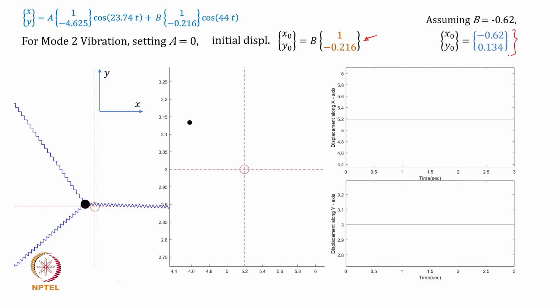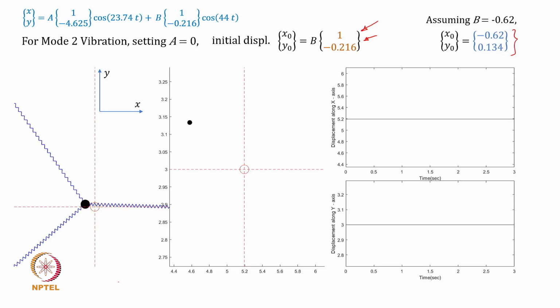Okay, I can as well use b equal to 1 and set this as the initial position, which means that I can use x equal to minus 1 and y equal to minus 0.216.